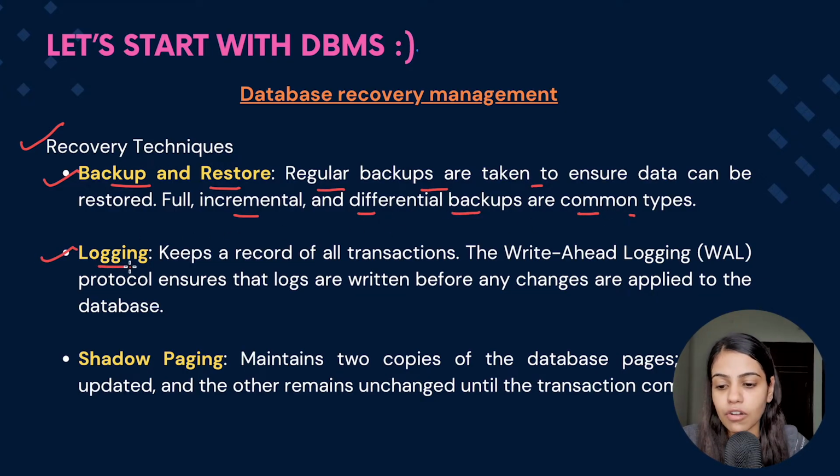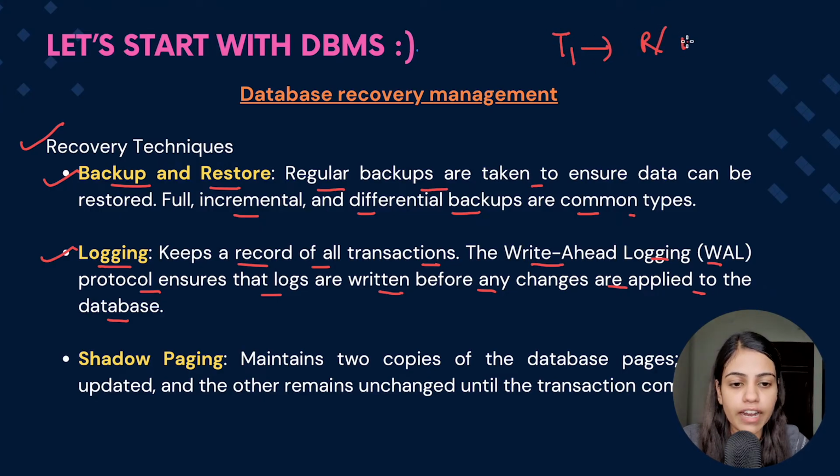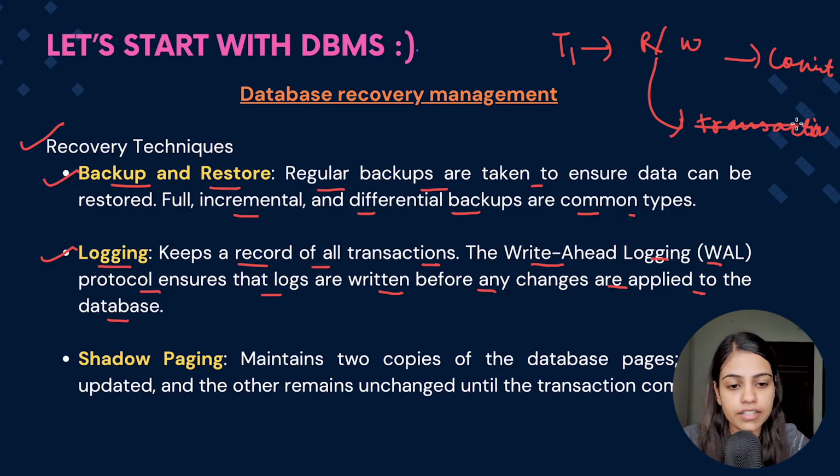Now the second one is logging. We keep a record of all the transactions, that is transaction logs. The write ahead logging or WAL protocol ensures that the logs are written before any changes are applied to the database. Whenever a transaction does any read or write operation, it is saved in our transaction logs, and once all the changes have been committed to the database, it goes ahead and deletes the transaction log. But if the changes are not committed to the database, we have the transaction log, and using this we can recover our database.